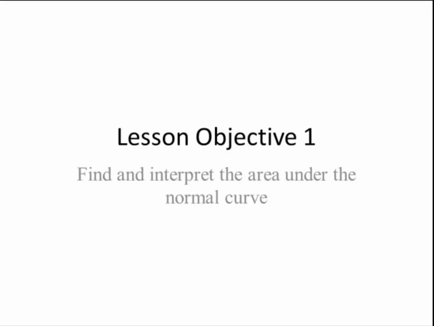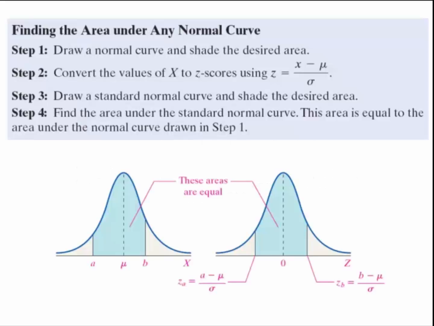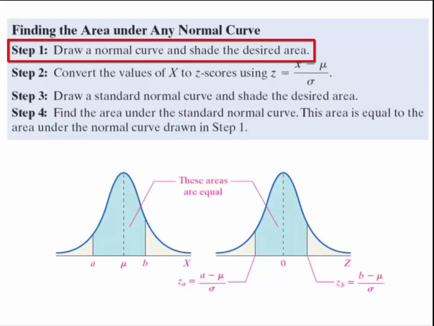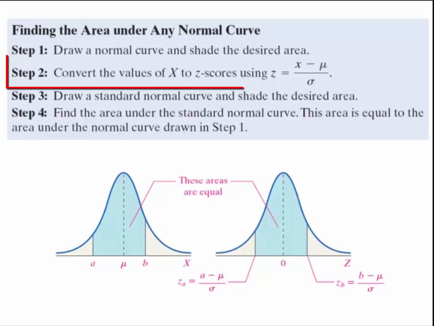Lesson objective number 1. There are 4 steps for finding the area under any normal curve. Number 1, draw a normal curve and shade in the desired area. Number 2, convert the values of the random variable x to z-scores using the z-score formula.